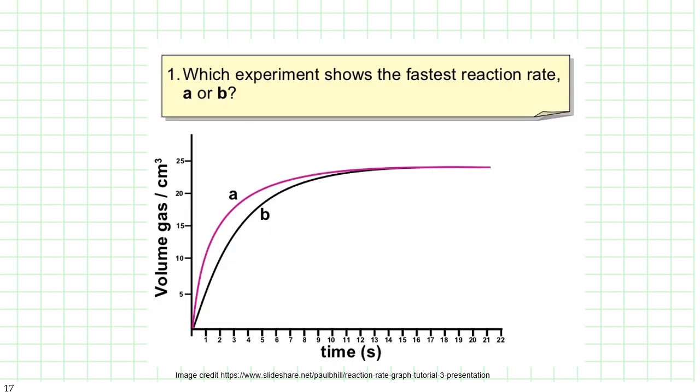So let's look at this one. Which experiment shows the fastest rate of reaction, A or B? And this question is terrible because it's not specific enough. If it was asking me for fastest initial rate of reaction, then we could definitely say A, because of the slope of the lines at time equals zero, A is definitely going to have a steeper slope. It has a faster initial rate of reaction. But if I wanted to do average rate, they're the same, my friends.